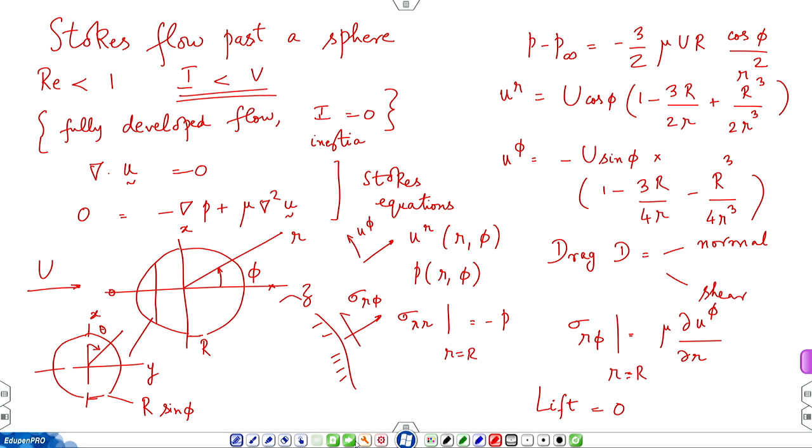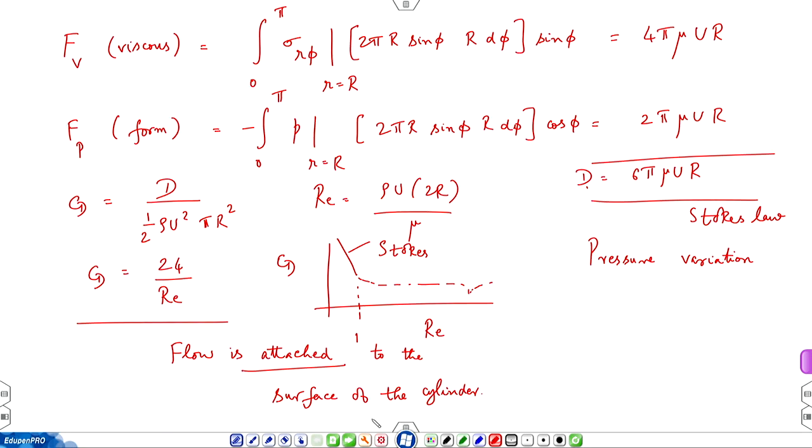So, if you plot p as a function of phi, at phi equal to 0 it was a minimum, and what is the variation? It is a cosine variation. At pi over 2, p equals p infinity, cos phi is 0. Let me just show it like that. It is a cosine variation. So here it is a maximum at pi, and here it is a minimum.